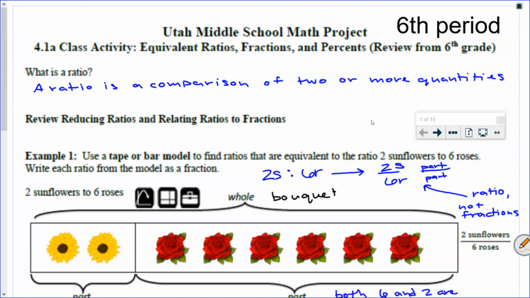Hello Math 7 students, this is Utah Middle School Math Project 4.1a on equivalent ratios. This is a review of 6th grade material, and this is part 3 in our 3-part video series.